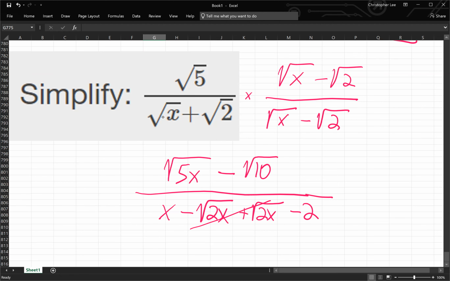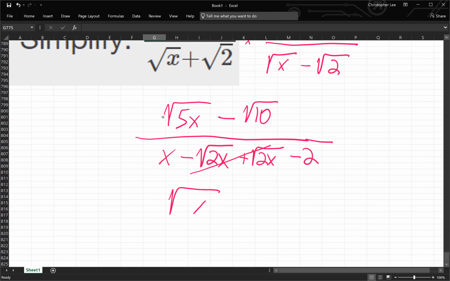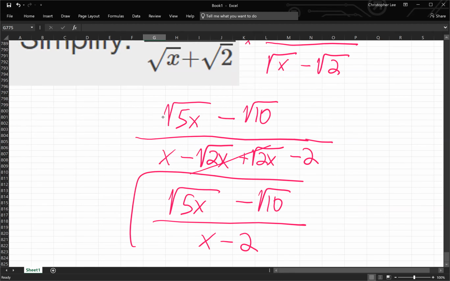Combine like terms, you already know these are going to cancel out. Final answer: square root 5x minus square root 10, all divided by x minus 2. That's it. Simple, right?